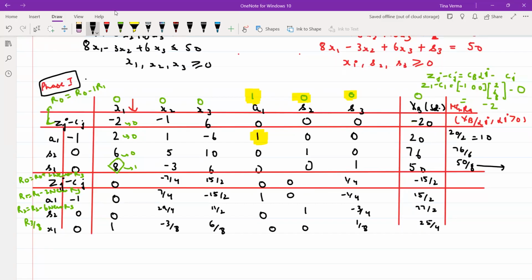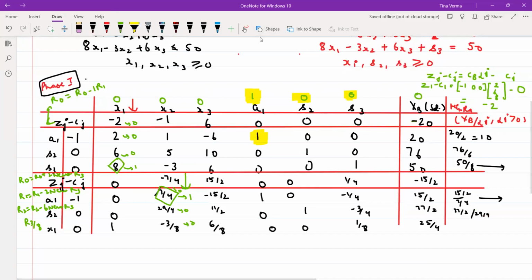And this entry will become minus 15 by 2. Now again, we cannot stop the iteration. Why? Because my objective function is maximization. My Zj minus Cj should be positive. That means this is my entering variable. If this is entering, we have to decide the leaving. The leaving will be the same. We will find the minimum ratio: 15 by 2 divided by 7 by 4, because this is positive, and 77 by 2 divided by 29 by 4. You can check, this will give you the minimum ratio, and this is my pivot element. I have to make this pivot element 1, this element 0, 0, and this again 0.